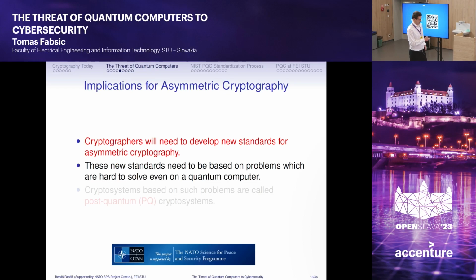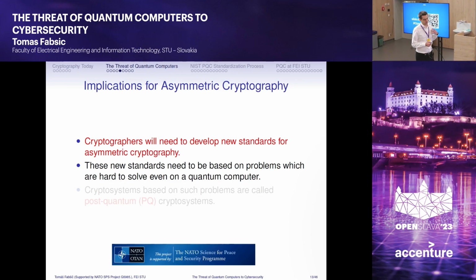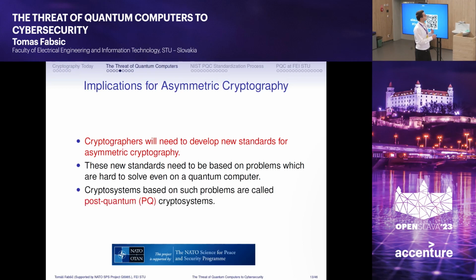And every asymmetric cryptosystem has to be based on some hard problem, but it can no longer be a prime factorization problem. We have to devise new asymmetric cryptosystems which will be based on different problems, such problems which will be hard to solve even on quantum computers. So cryptosystems with this property are called post-quantum cryptosystems.